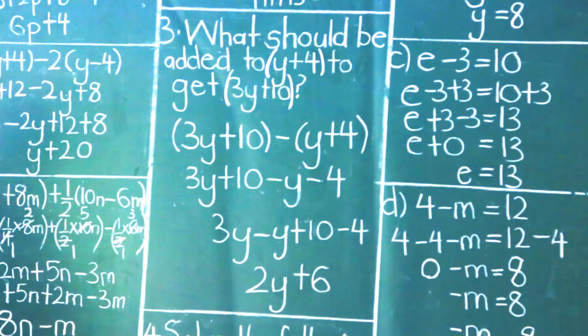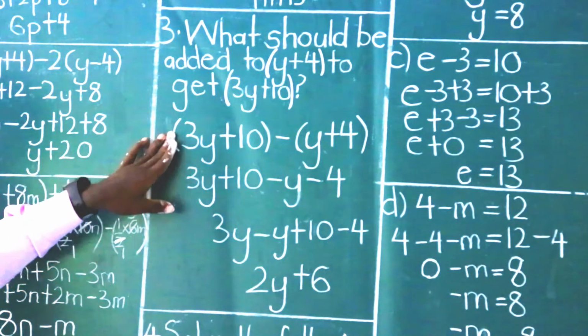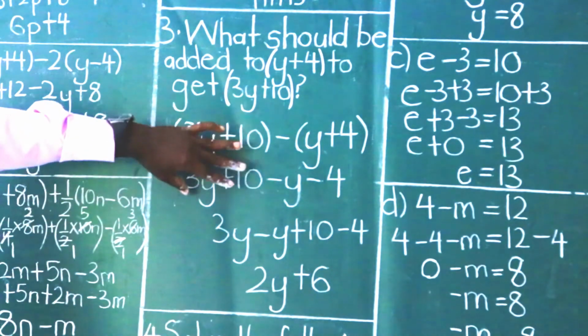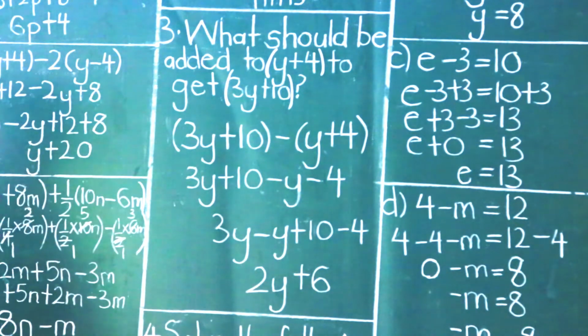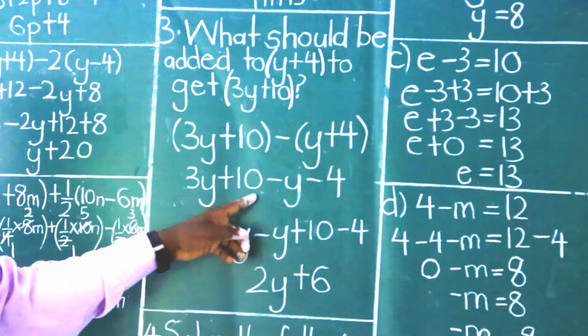Like we did in number 2, you are going to open the brackets. Here I don't have any opener, so you write it down without any brackets, that's 3y plus 10.